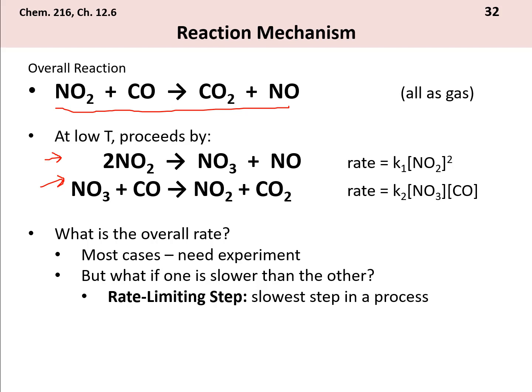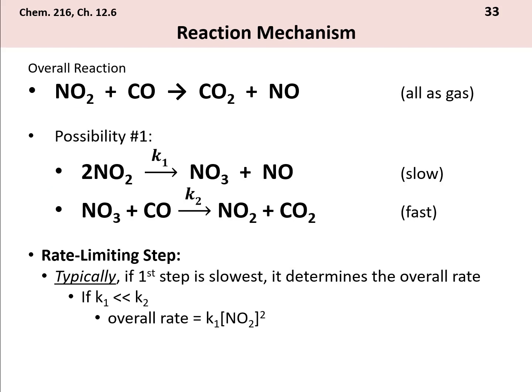To go back to my cookie analogy, I take those eggs, that flour, all that, I make the dough, I make the cookies. That takes a long time. Me eating the cookies, that's very fast. So the rate limiting step is the slowest step.